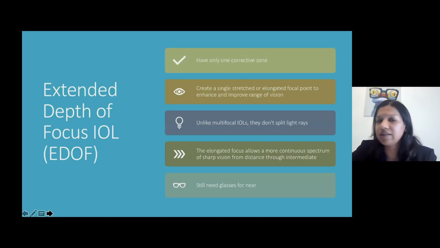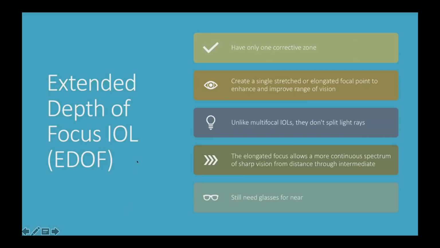So the last lens that I wanted to talk about is the extended depth of focus IOL. The extended depth of focus IOL, unlike the multifocals, only has one corrective zone, so it doesn't split light rays. However, instead of focusing on one single point, it actually creates a stretched or elongated focal point. So it enhances or improves your range of vision. So they don't split the rays, but they elongate the focal point.